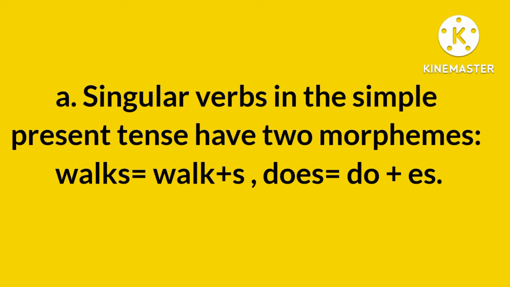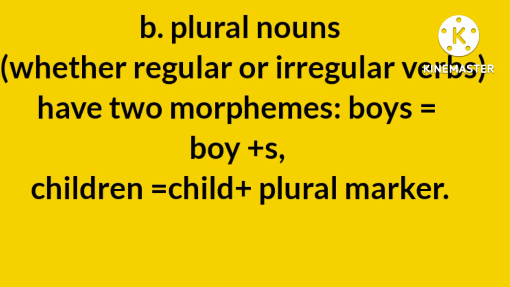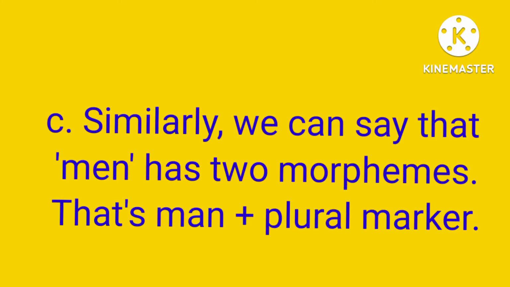A. Singular verbs in the simple present tense have two morphemes. So let's look at works. Works equals work plus s and does equals do plus es. B. Plural nouns, whether regular or irregular, have two morphemes. Example, boys, that is boy plus s. C. Similarly, we can say that men has two morphemes. Yes. That's man plus the plural marker.